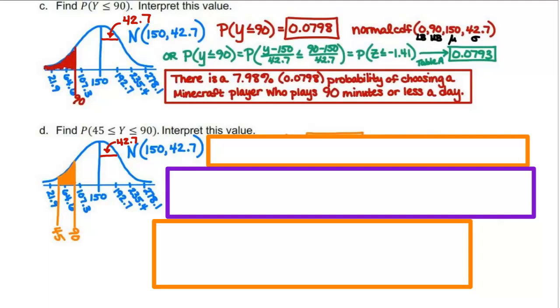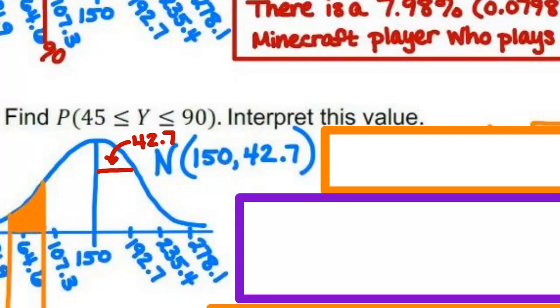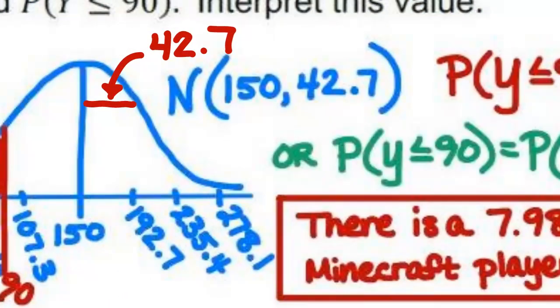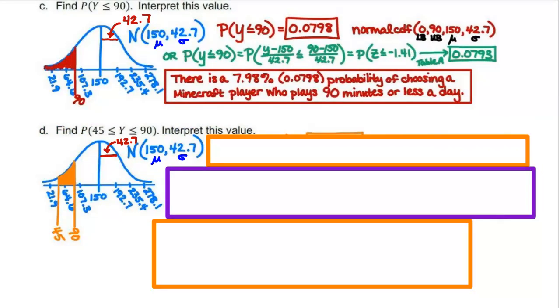So I redrew my normal curve. You have to have the mean on here, so you have to have 150. You have to have your standard deviation. You have to have n for normal and the mean and the standard deviation in here. The other thing that you have to have on your picture are these values that you're looking for the probability of. So I had to have 90 and 45, and I had to shade in between.